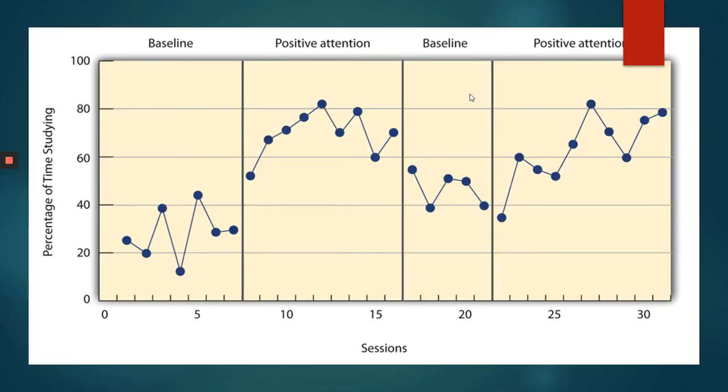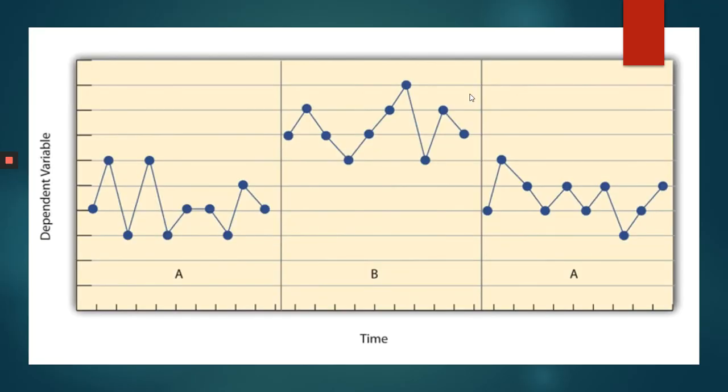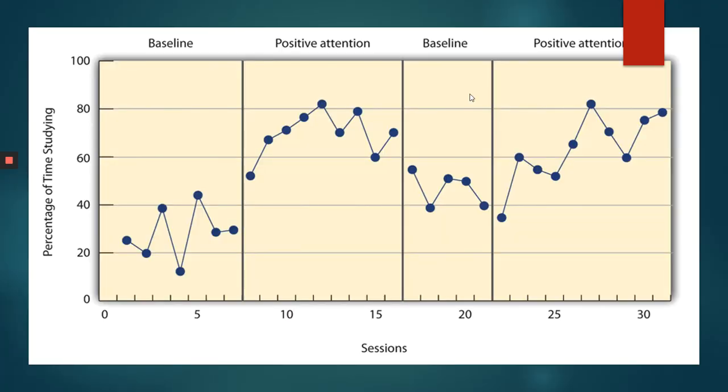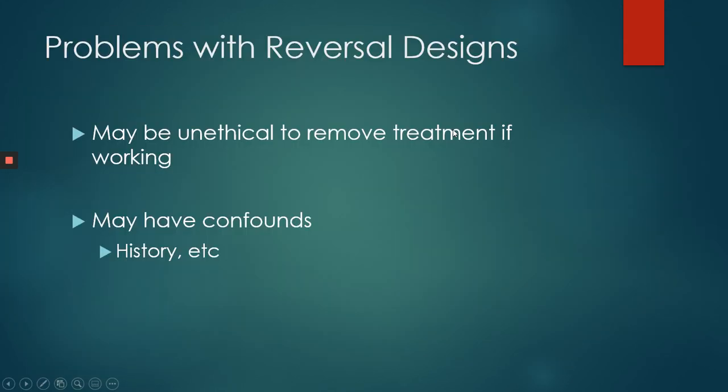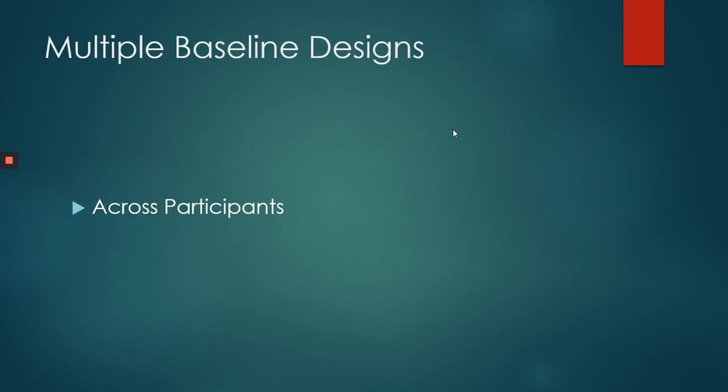Also, there might be confounds possibly with the reversal design. With this ABA, there could be a possible confound of history, something's happening. This design's a little bit better because the chances that something happened here and something happened here to drive that behavior up is less likely than something happened here to drive this behavior up. Still, there are some confounds in reversal designs.